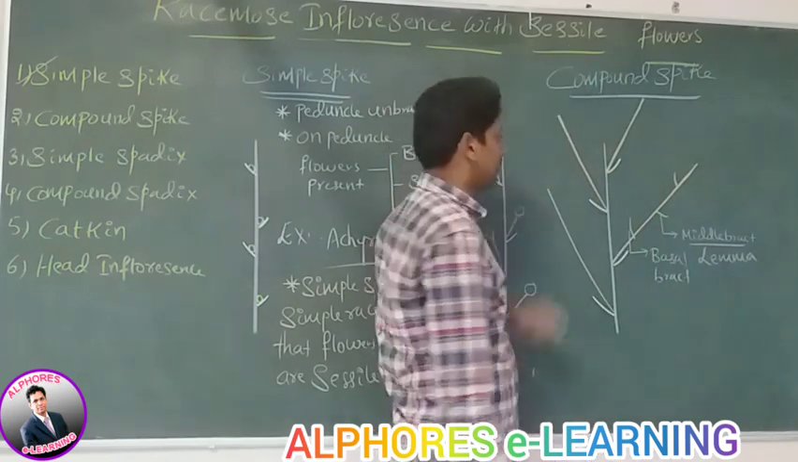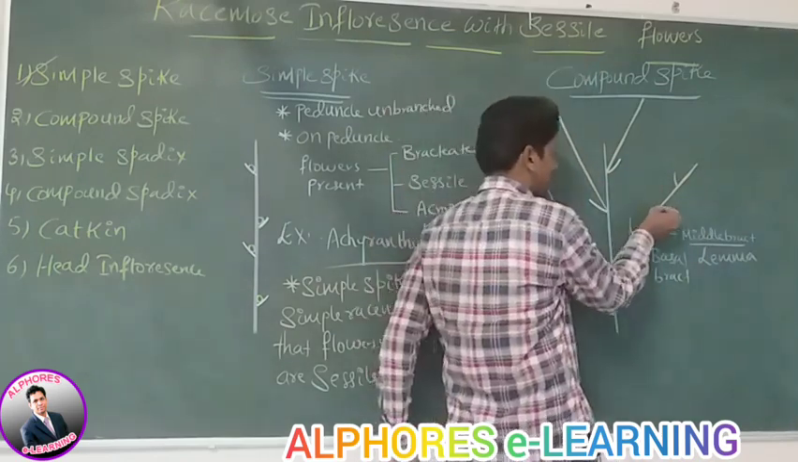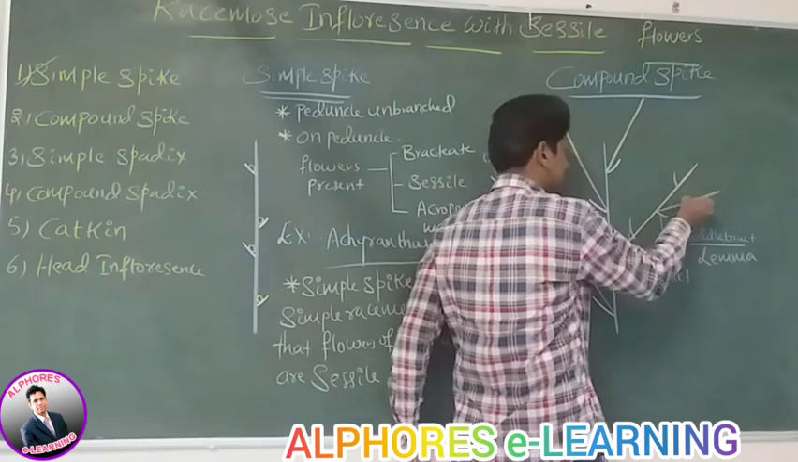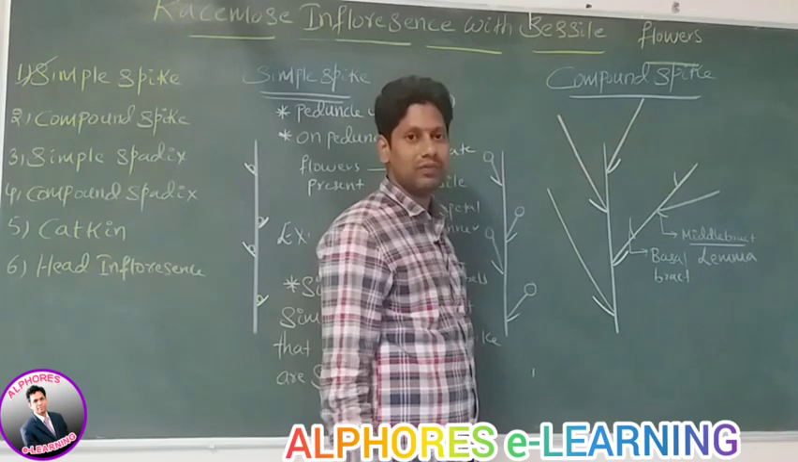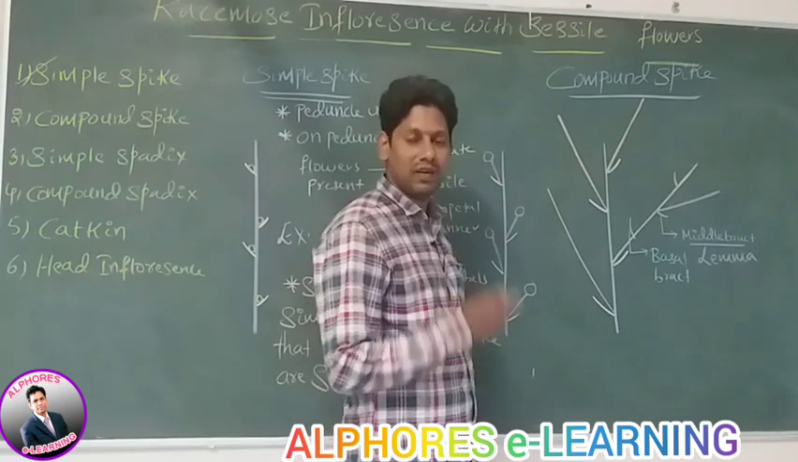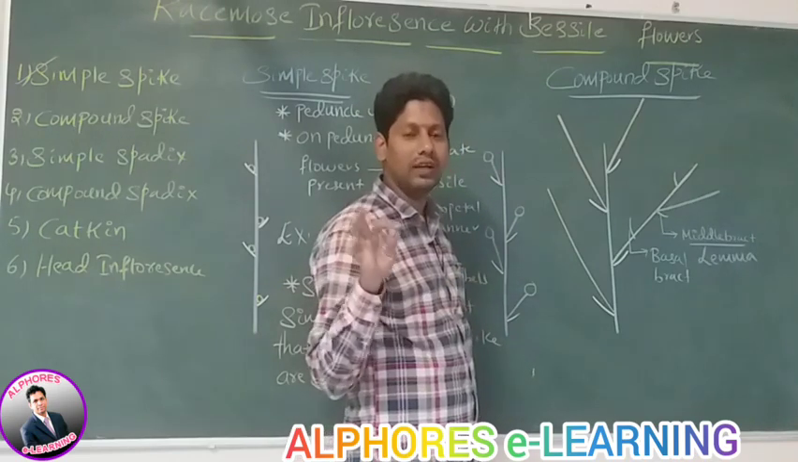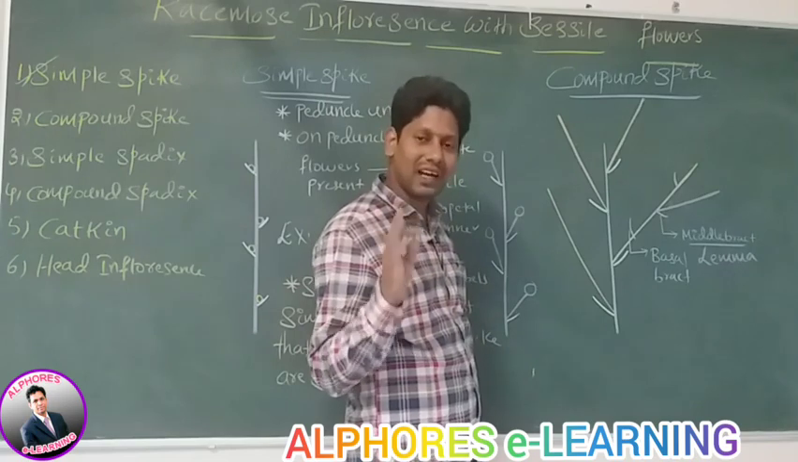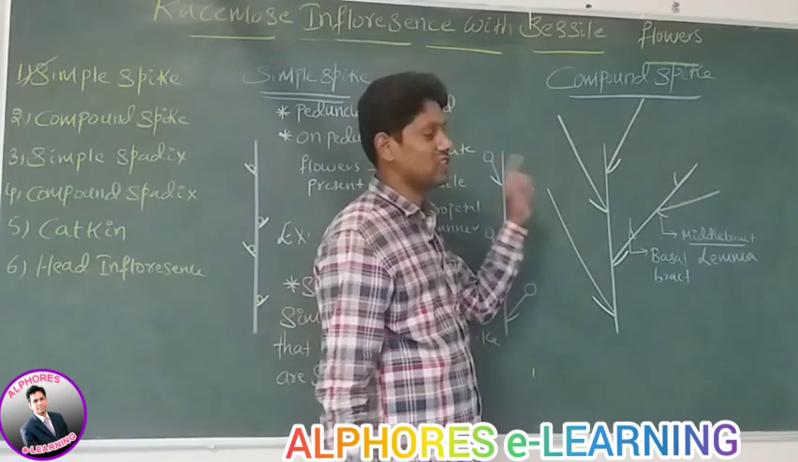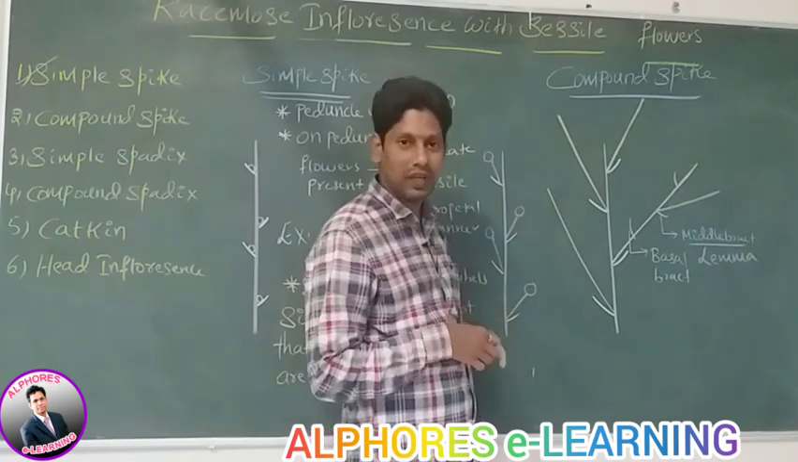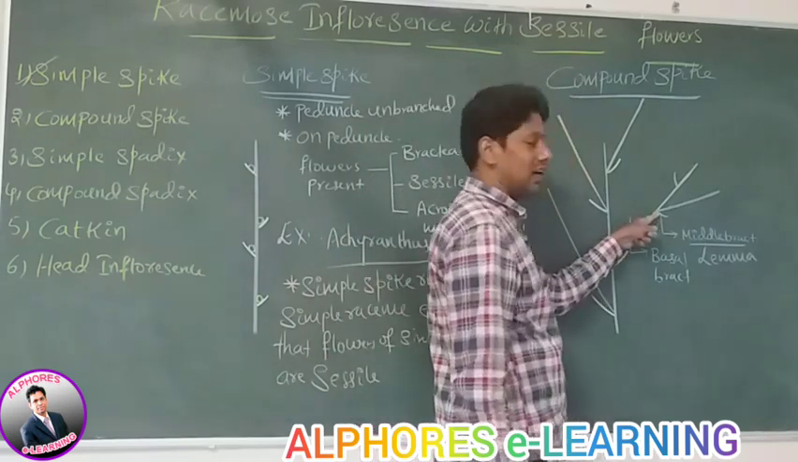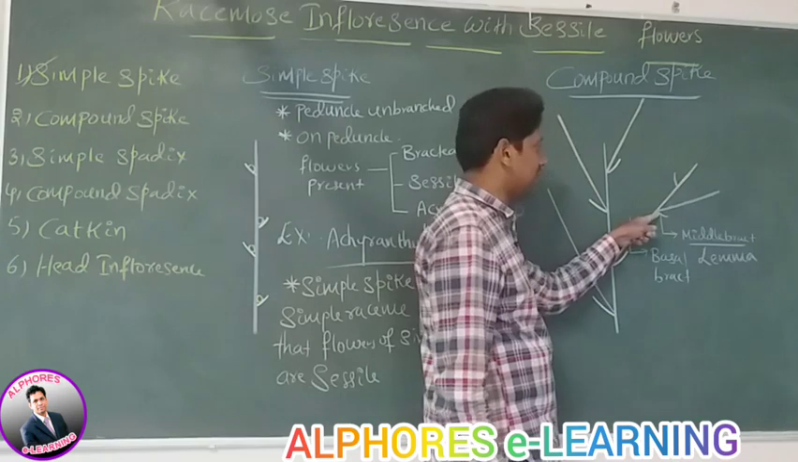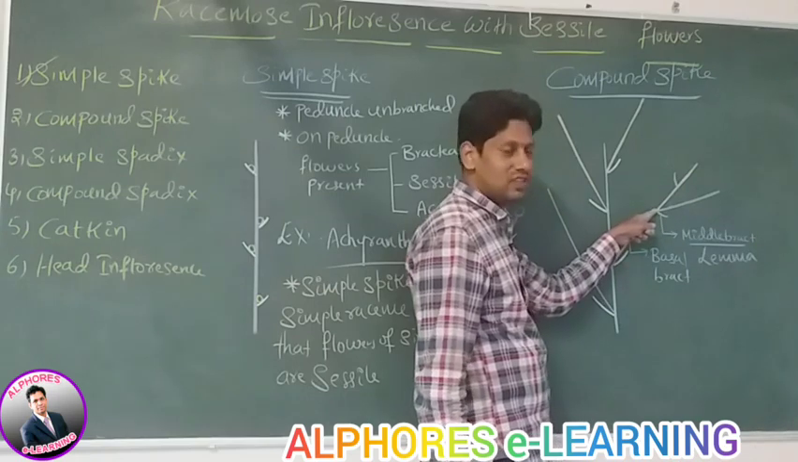Sessile flower. But for our convenience, we are drawing one imaginary axis. It won't mean that here flower is pedicellate. Here flower, is it pedicellate? No, it is sessile flower. But for our convenience, we are drawing one imaginary axis. Is it okay? Right. Therefore, from the axil of lemma, a sessile flower is developed.